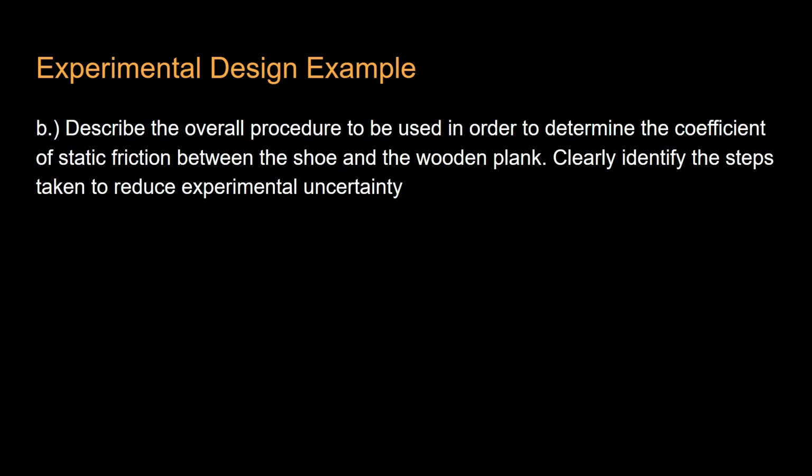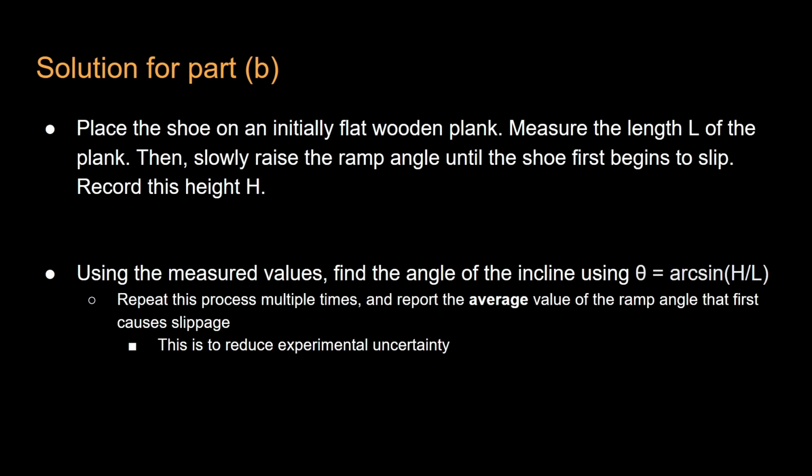Now let's talk about the procedure. So this one, we basically explained it already, but we have to make sure to clearly identify the steps that we're going to take to reduce the amount of uncertainty we have. So place the shoe on an initially flat wooden plank, measure the length L of the plank, then slowly raise the ramp angle until the shoe first begins to slip.